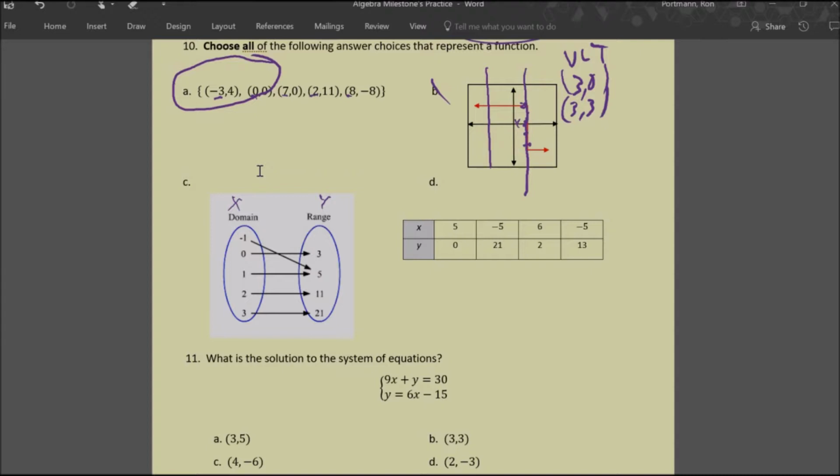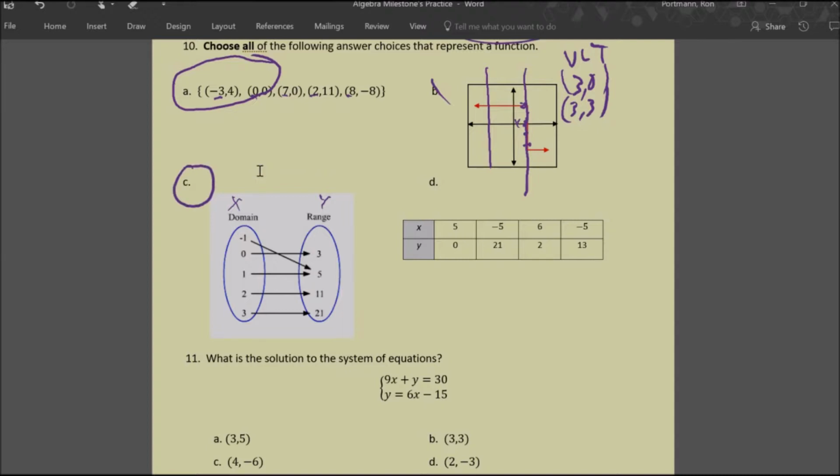If we had two lines coming out of this 0 right here, that would not be a function because 0 is going with 3 and it's going with 21. It can't be going with both. But since we don't have a line going from one of the x values to two y values, this is a function. So a and c are both functions.